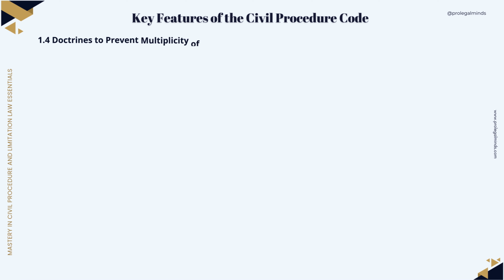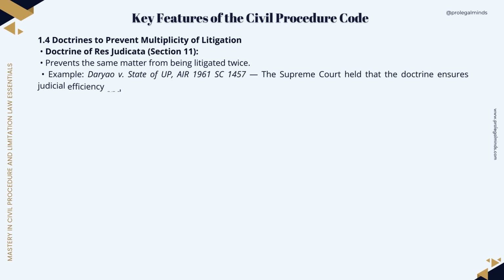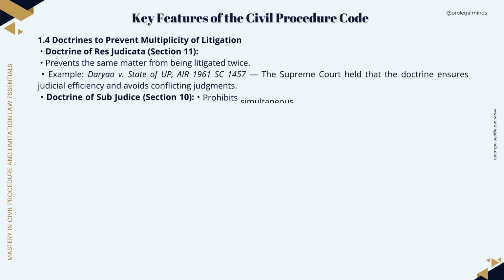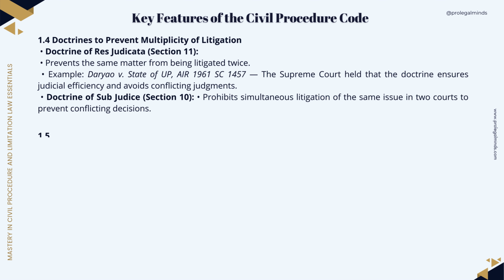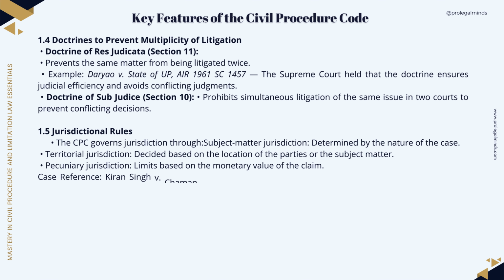Doctrines to prevent multiplicity of litigation. Doctrine of res judicata, Section 11, prevents the same matter from being litigated twice. Example: Daryao versus State of UP, AIR 1961 SC 1457. The Supreme Court held that the doctrine ensures judicial efficiency and avoids conflicting judgments.